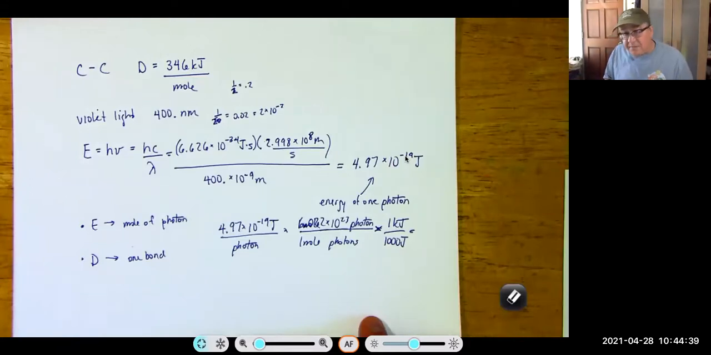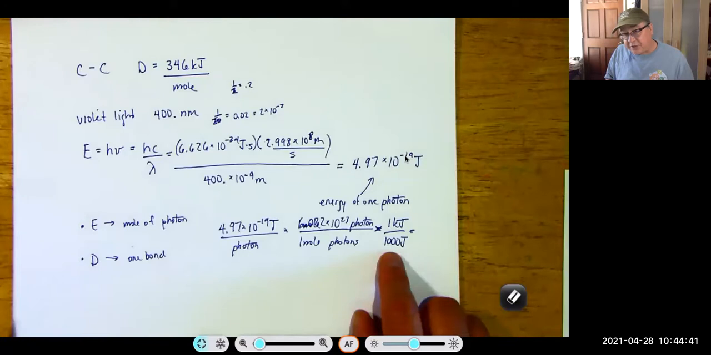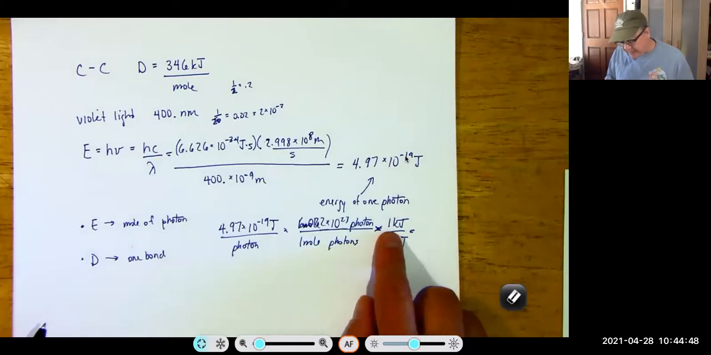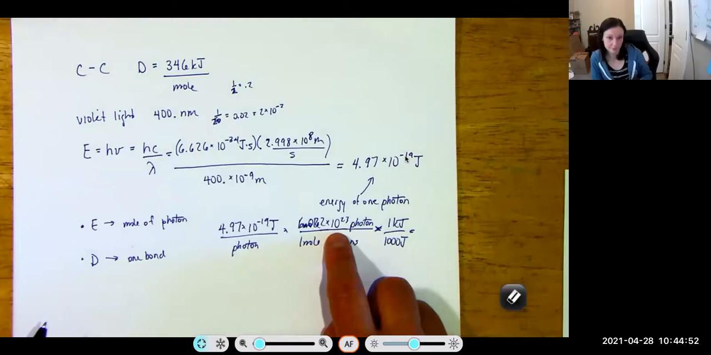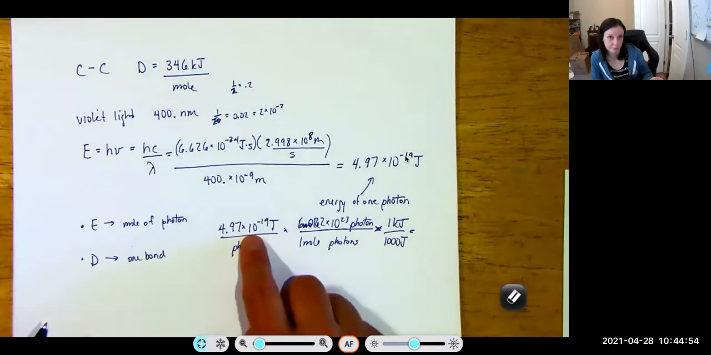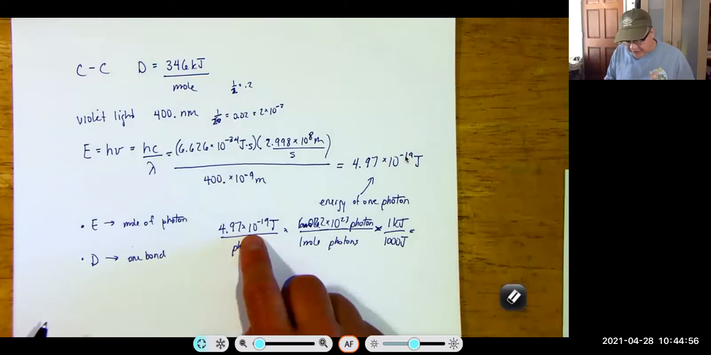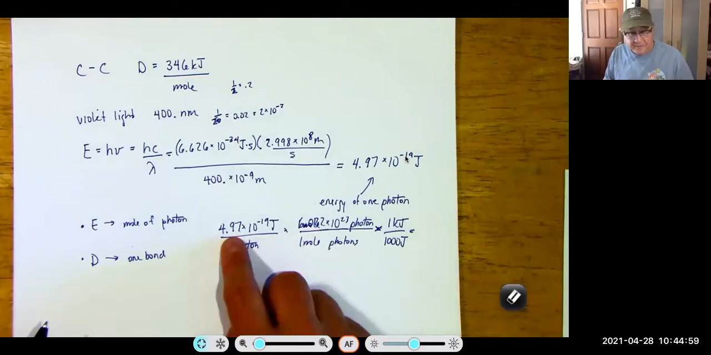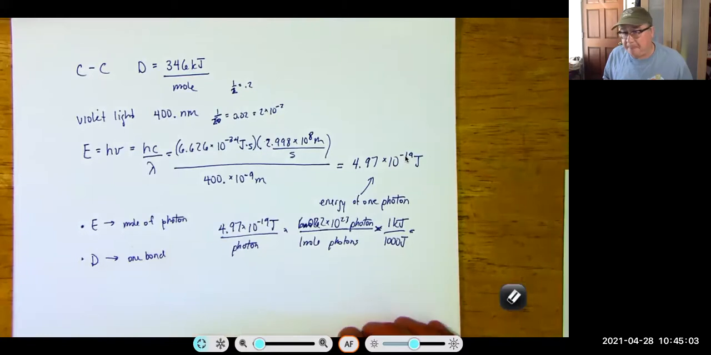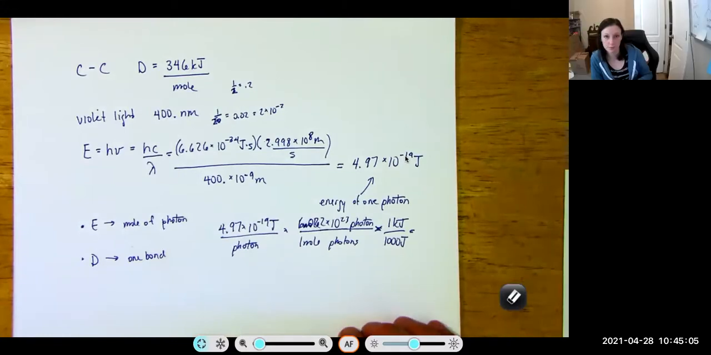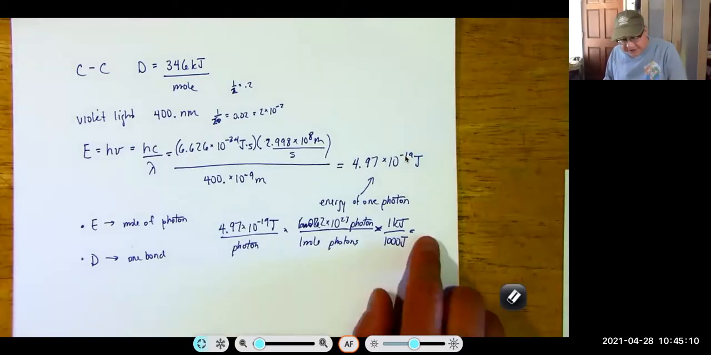So 1,000 on the bottom is 10 to the third. Put it on top and it becomes 10 to the minus 3. 10 to the minus 3 times 10 to the 23 is 10 to the 20. 10 to the 20 and 10 to the minus 19 is 10 to the 1. 6 times 5 is 30. 30 times 10 to the 1 is 300. So we're going to say this is going to be about 300, which means it's not enough energy.